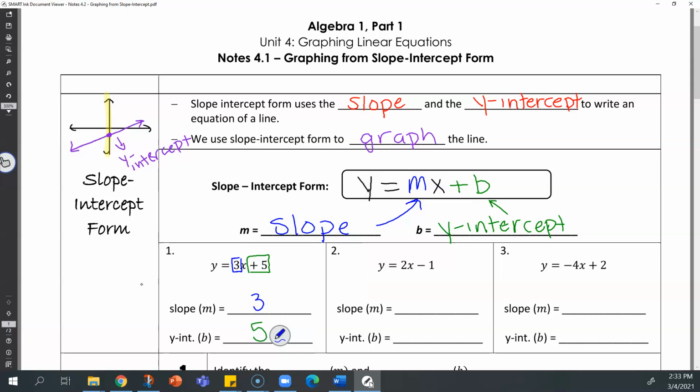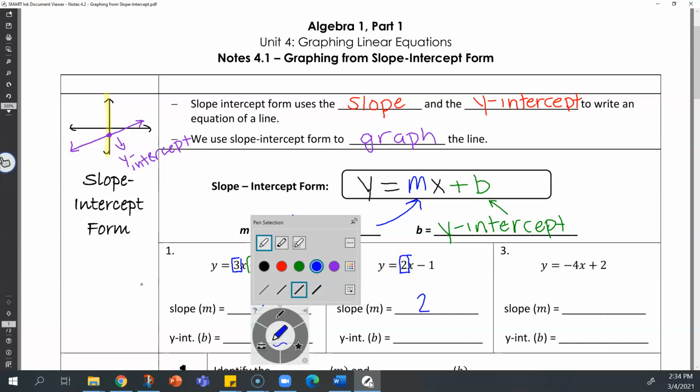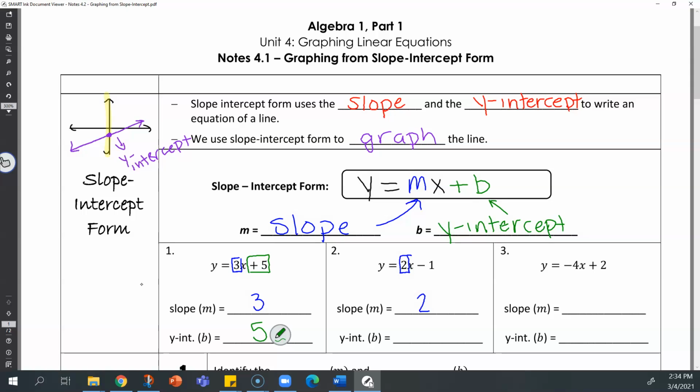Let's look at another example. Number 2, the slope of this equation, y equals 2x minus 1. The slope is the number connected to x. In this case, 2 is the number connected to x, so 2 is my slope. My y-intercept is the number that's all by itself. This one is a little tricky because instead of being a positive number, this one has a negative y-intercept. In this case, my y-intercept is negative 1.